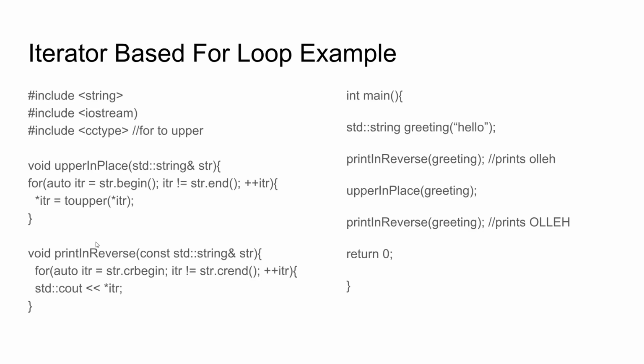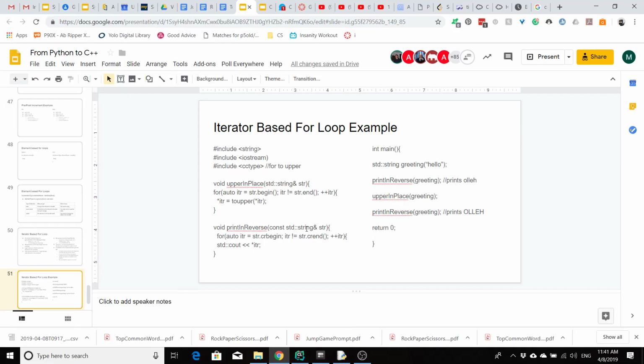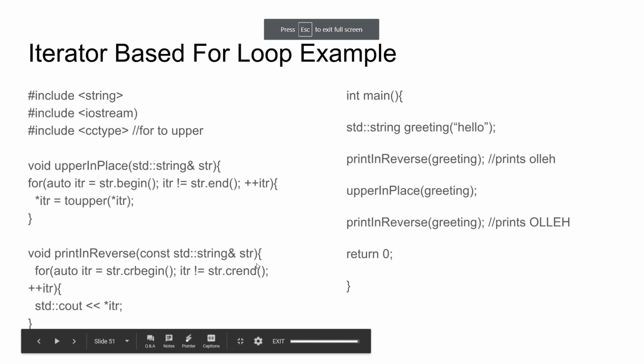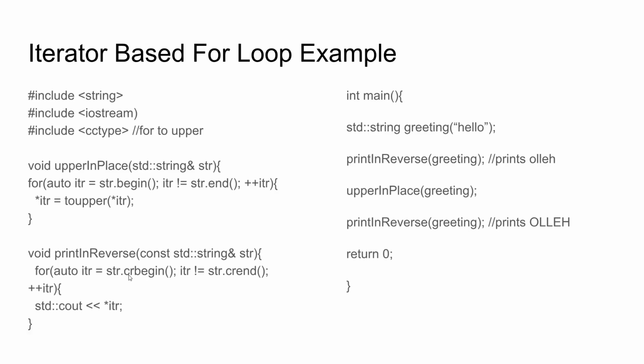This guy over here prints the string in reverse. So I make my iterator begin at const reverse begin. While it's not equal to const reverse end, plus plus iter, and then cout it out. So it'll print out the string backwards. And then over here in main, we're just running that code on hello. We print it in reverse, so it's OLLEH. We make it uppercase, so now everybody's uppercase. Then we print it out in reverse again, so it prints out the string once more, but since it's been made uppercase, you're going to see all your characters in uppercase.